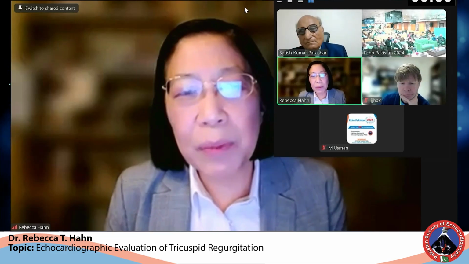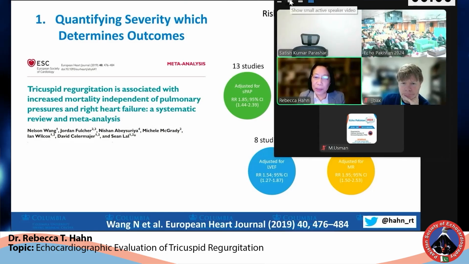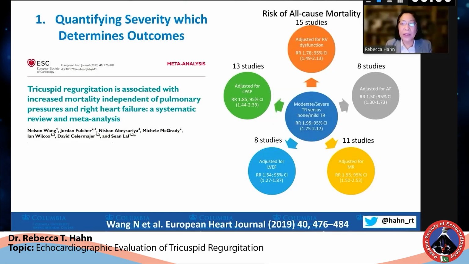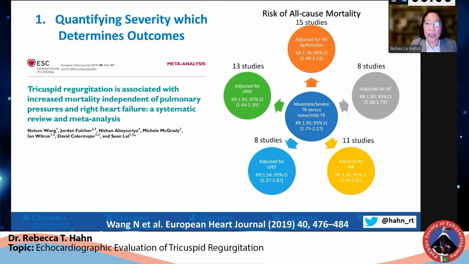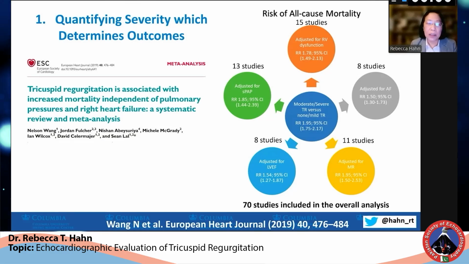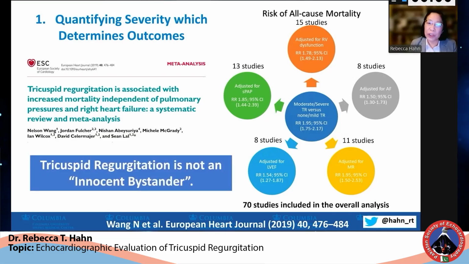So when we're talking about quantifying severity of tricuspid regurgitation, we're really talking about determining the outcomes of the disease. We know that after adjusting for a variety of different comorbidities, tricuspid regurgitation remains a predictor of outcomes. And this was a beautiful meta-analysis of 70 studies, which adjusted for the comorbidities that are commonly associated with tricuspid regurgitation, including mitral regurgitation, ejection fraction, and pulmonary hypertension. And tricuspid regurgitation is really not an innocent bystander, but rather a determinant of outcomes.